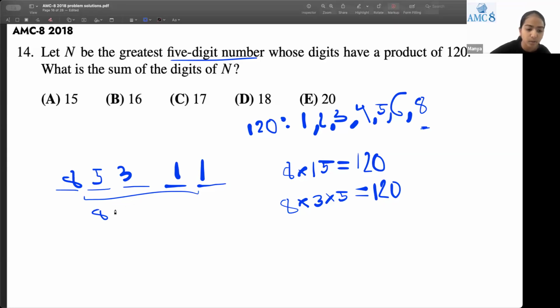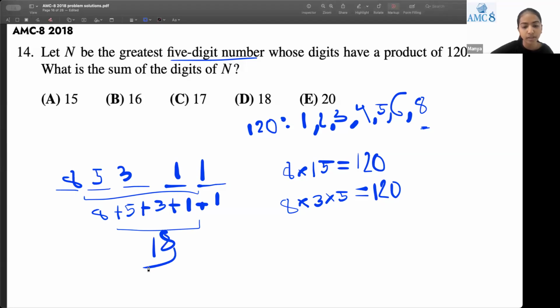So then we're going to be doing 8 plus 5 plus 3 plus 1 plus 1. And if we add all these up, then we'll be getting 8 plus 5, which is going to be equal to 13. 13 plus 3, 16. 16 plus 1, 17. And 17 plus 1 is going to be equal to 18. And that's how we got our answer choice D.